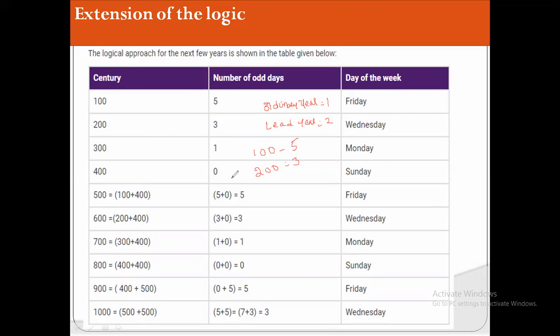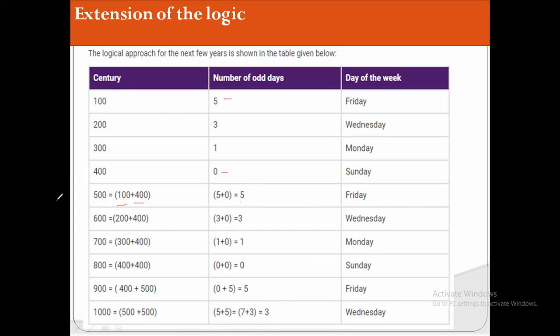For 400 years, which is divisible by 400, it is 0, meaning Sunday. 500 means 100 plus 400, so 5 plus 0, 5 odd days. 600 means 200 plus 400, 3 plus 0, 3. 700 means 300 plus 400, 1 plus 0, 1. 800 is 400 plus 400, which is 0. 900 means 400 plus 500, again 5. And 1000 means 500 plus 500, that is 5 plus 5, 10, which is 3.